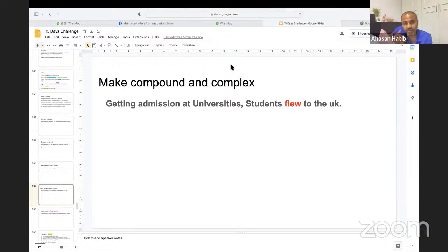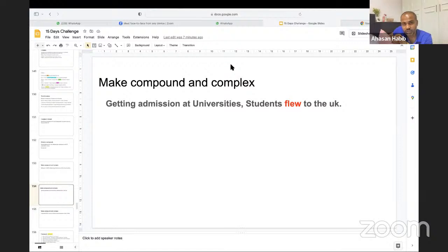So give me a complex sentence. Give me a complex sentence with this. So you can use when, you can use something different. So try to use when. So students flew to the UK as soon as they got admission at universities. Students flew to the UK when they got admission at universities.